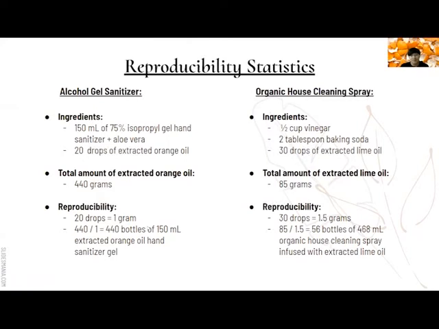hand sanitizer gel, right? And then for the organic house cleaning spray, we use 30 drops of extracted lime oil. That's for 1 unit, but we have 85 grams still left. So 30 drops equals 1.5 grams. So 85 divided by 1.5 equals 56 bottles of the organic house cleaning spray. But this doesn't account for the other ingredients that we use. So that's something to think about.